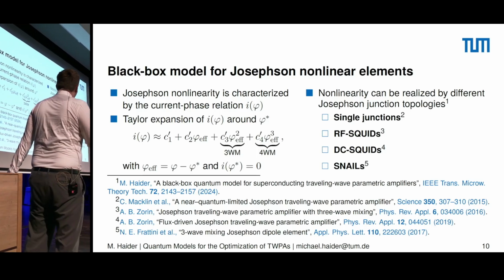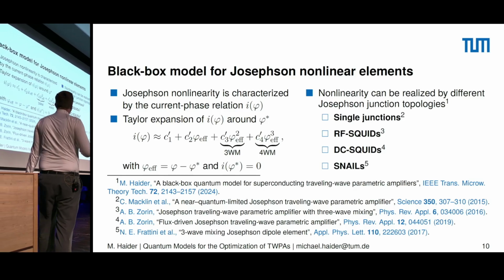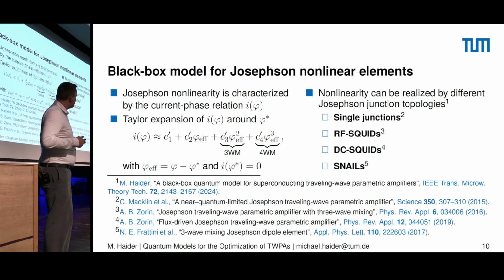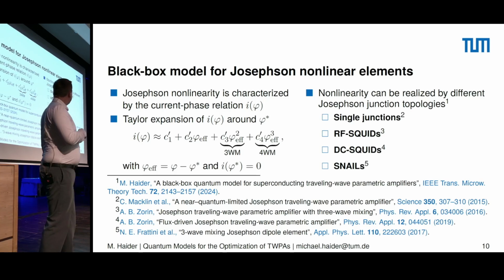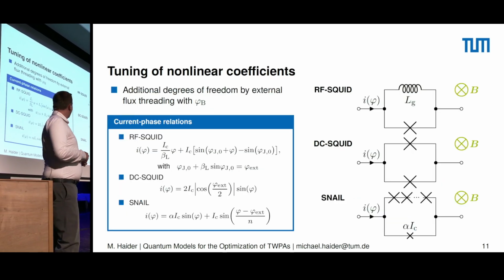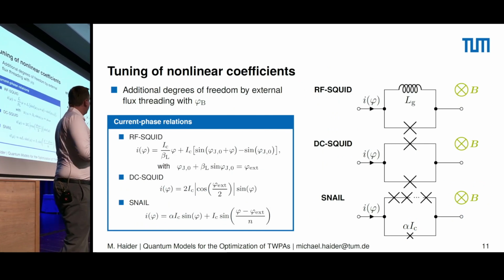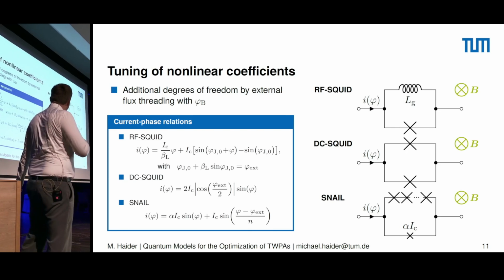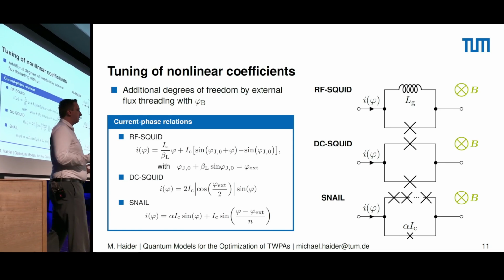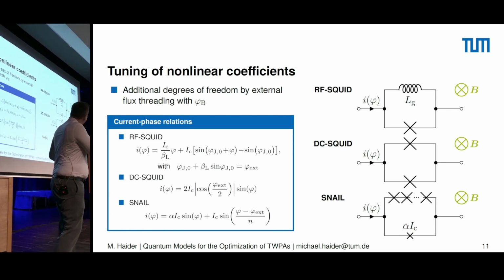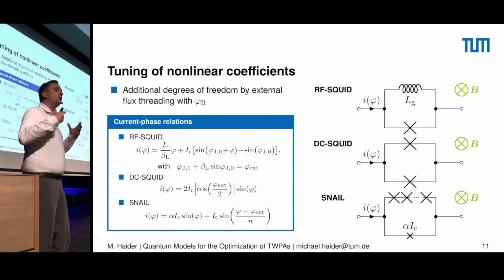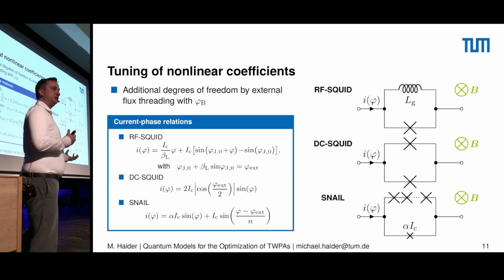And as candidates for this Josephson nonlinearity, we can browse the literature, we can look it up. We have some single junctions, as we've already demonstrated. We could have some RF SQUIDs, DC SQUIDs, or SNAILs, for example, which are different arrangements of junctions, as we can see here. So an RF SQUID, DC SQUID, SNAIL, they all are loop-like structures, so we have additional degrees of freedom. We could drive them with an external bias field, drive them into different operation points. So we added a degree of freedom that we can use for further optimization.